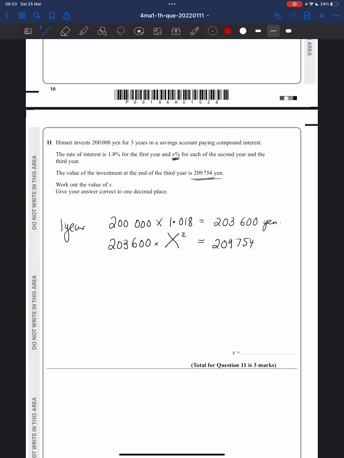Okay, because that's there. So divide both sides by 203,600. 209,754 divided by answer, x squared is 1.0302, etc., etc. Don't round it off. And then x is the square root of the answer on the calculator. Square root ans. And it's come up as 1.015.